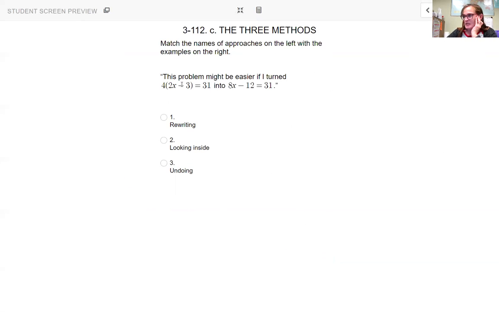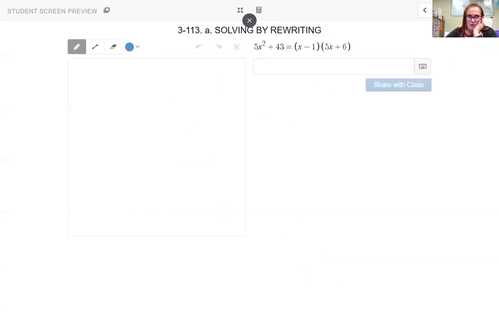Okay, page 9. How about this one? This problem might be easier if I turn 4 times (2x minus 3) equals 31 into 8x minus 12 equals 31. So what would that be? Would that be rewriting, looking inside, or undoing? You decide which one of those it is. And then explain it to yourself. All right, so now let's go to page 10.